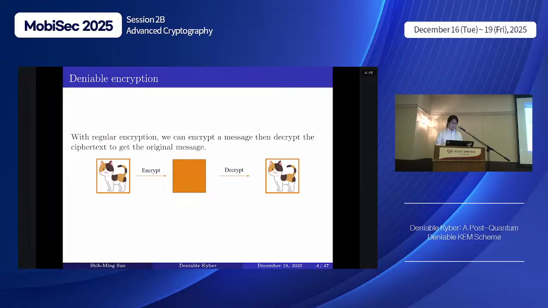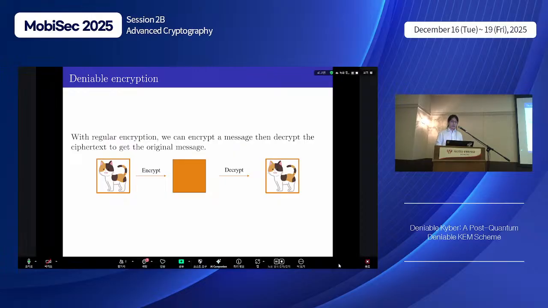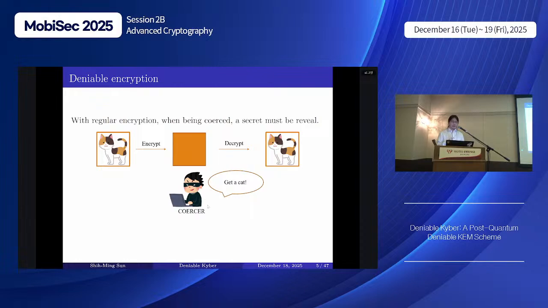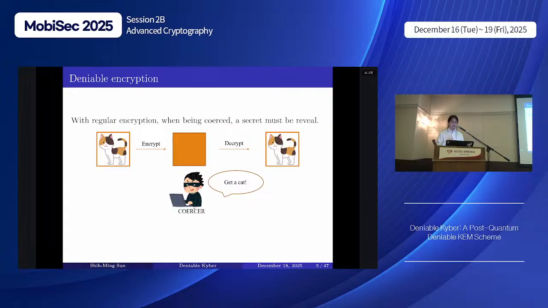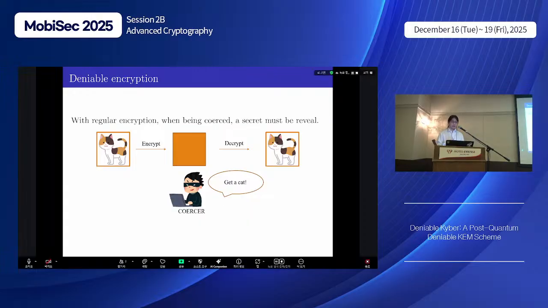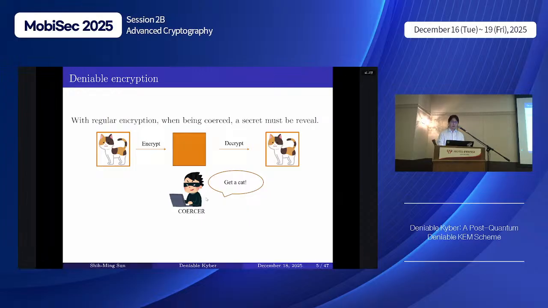As a start, I want to begin with a question: why do we need deniable encryption? When using regular encryption, we can encrypt a message and then decrypt the ciphertext to get the original message. But when the ciphertext is caught by the coercer, and this coercer asks us to decrypt the ciphertext, we can only give our secret key, and the secret must be revealed.